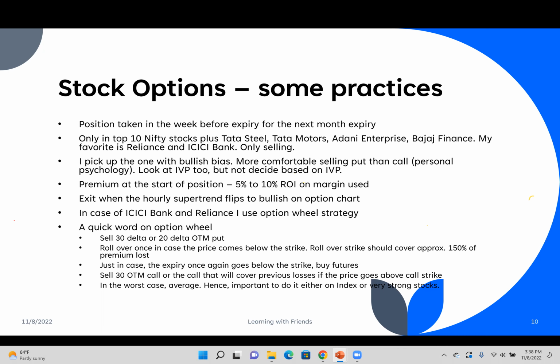And then, if the trend goes in your direction, in that week to the immediate week after the expiry, that 4 or 5 days, the premium decay is pretty fast on the stock options.